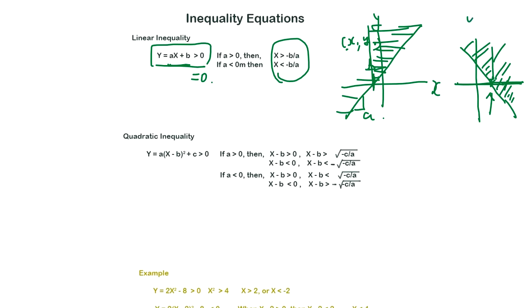Y has to be positive. So we're talking about this one, this point. So x has to be smaller than this point, minus b over a. In this case, x has to be larger than minus b over a. Okay. Quadratic equation.